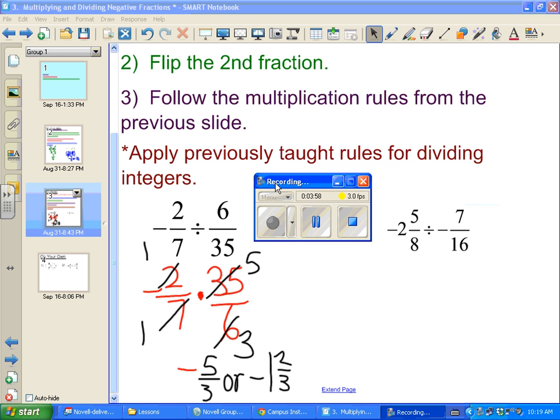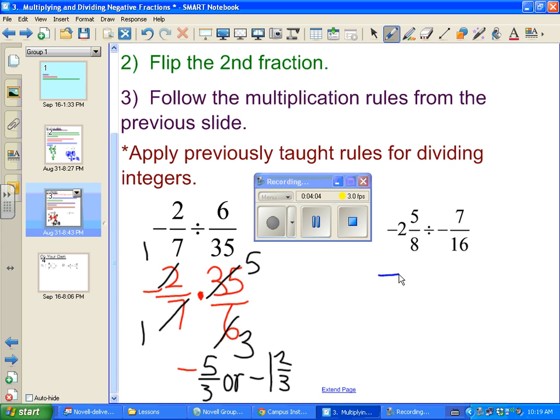The other one is negative 2 and 5/8 divided by 7/16. So we make this an improper fraction. Becomes negative 21/8 divided by negative 7/16. I'm just going to do one step at a time. If you want to combine steps, if you feel confident doing it, you can go for it. So now we do our flipping around. Multiplication, flip our second fraction.